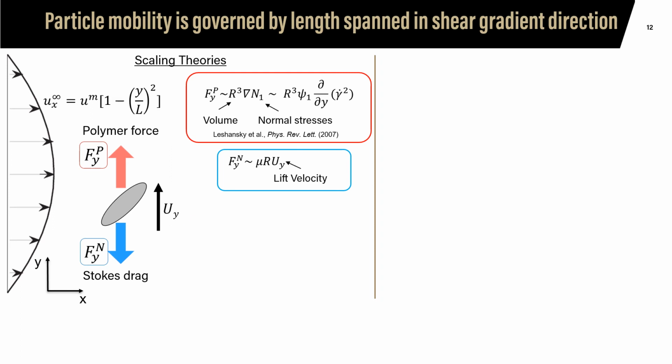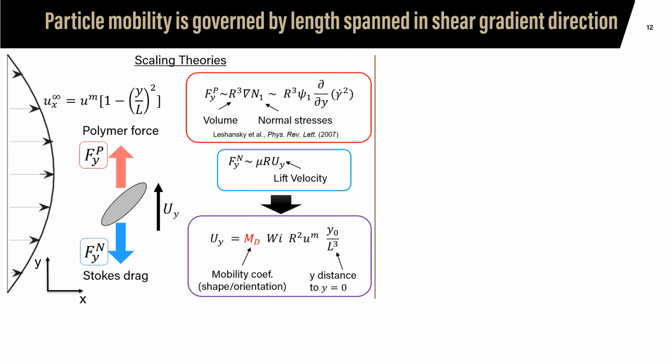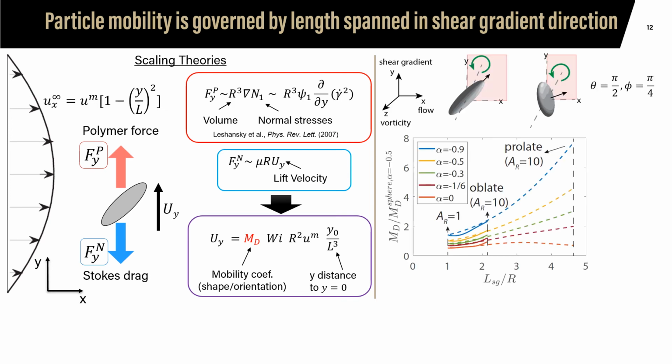If we balance these two forces, we can get this scaling derivation for the migration velocity. The velocity is proportional to Weissenberg number, square of the particle size, and also the distance of the particle from the flow center. And the M_D here is the mobility coefficient, and this depends on the particle geometry and orientation. Next, we'll plot the particle mobility data at different particle aspect ratio. One interesting thing we saw here is that if we define the quantity L_SG to be the length the particle spans in the shear gradient direction, in this case the y direction, and if we plot the mobility data with respect to this L_SG quantity, we see that for both particles, the data will collapse onto one major curve.